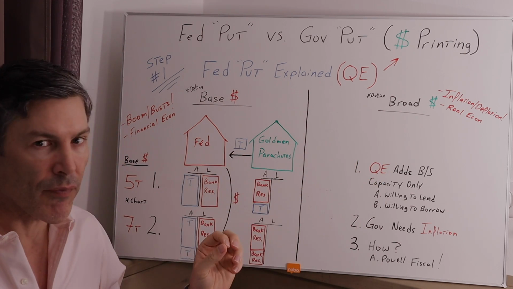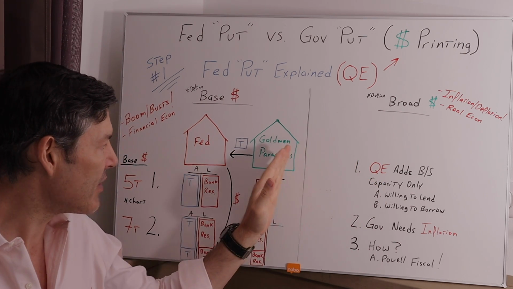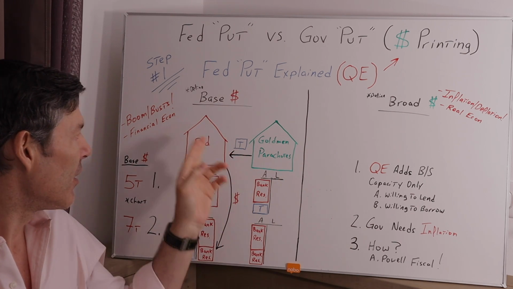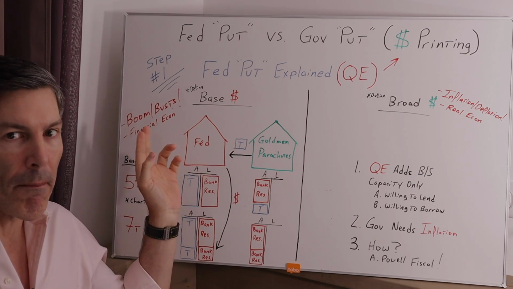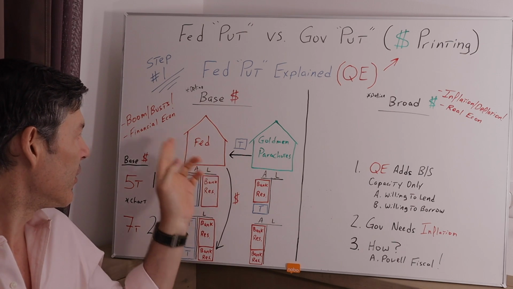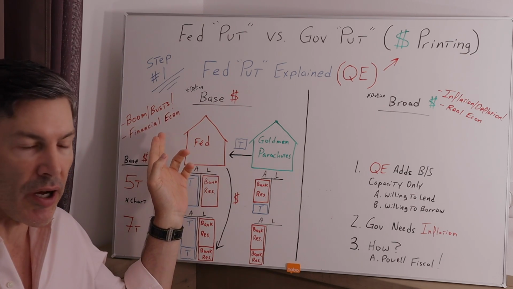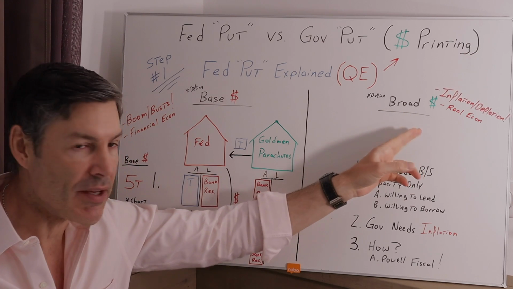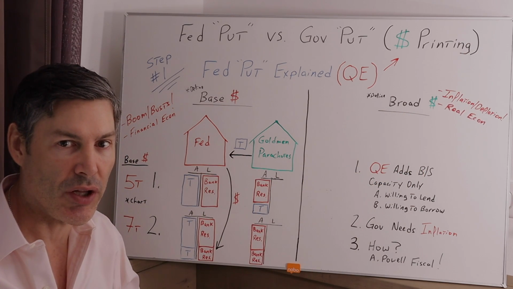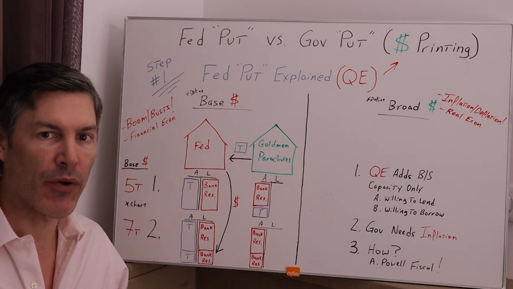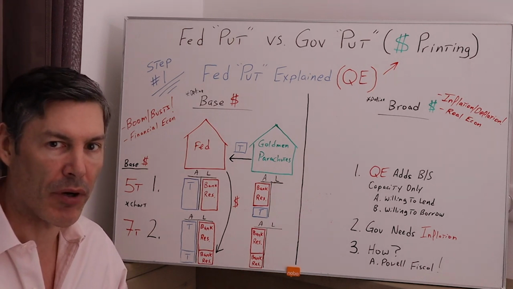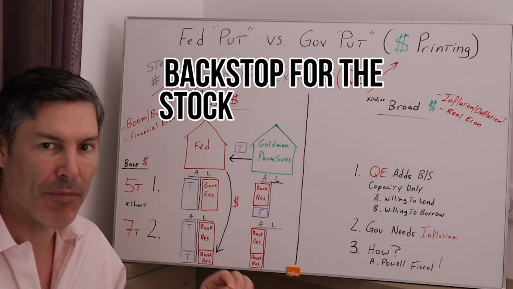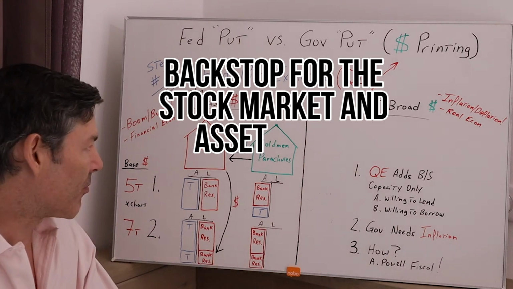I want to point out before we go any further that this side of the whiteboard where we're dealing with base money, this creates the boom-bust cycles. This is all about the financial economy, where broad money is more about inflation, deflation, and the real economy. And when I'm referring to a Fed put or a government put, I'm just talking about a backstop for the stock market and asset prices.